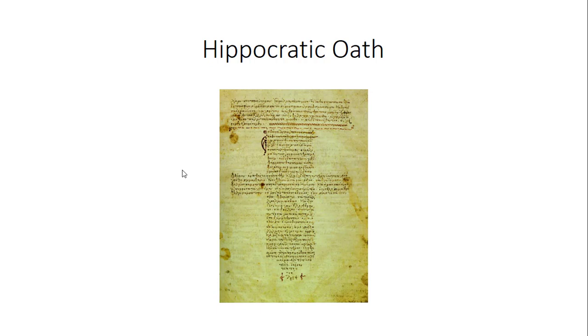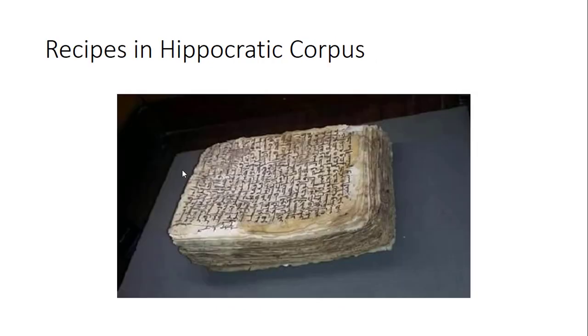And then here's a medieval version of the Hippocratic Oath, set into the form of a cross, which shows the Christian influence that we're going to be talking about in a few weeks. And then here's another early manuscript showing recipes in the Hippocratic corpus, so you can see what they would have looked like in some of their early iterations.